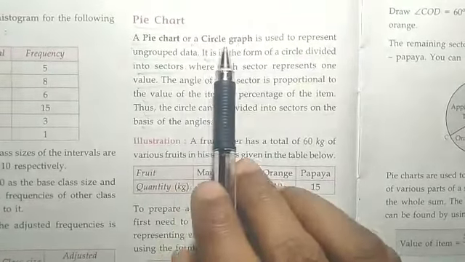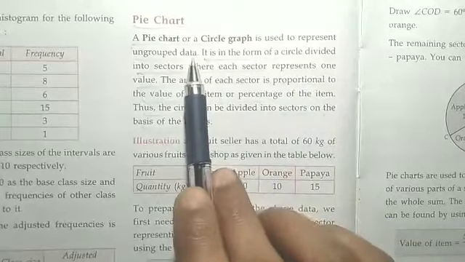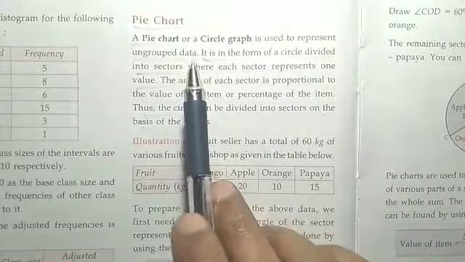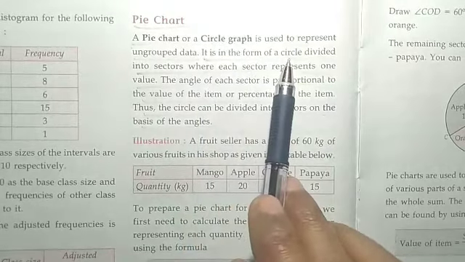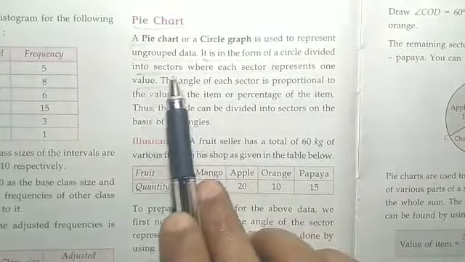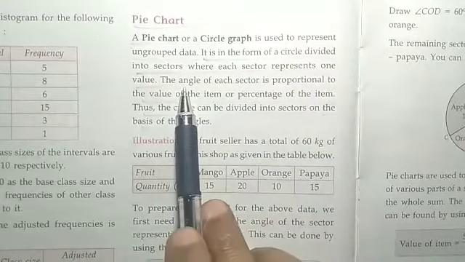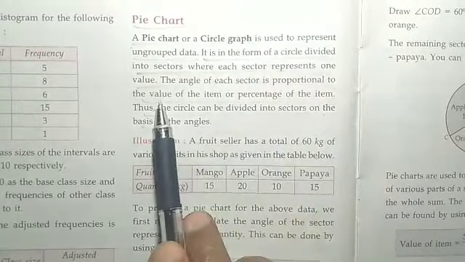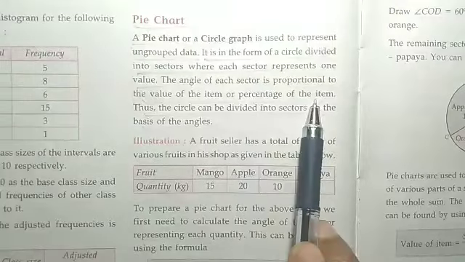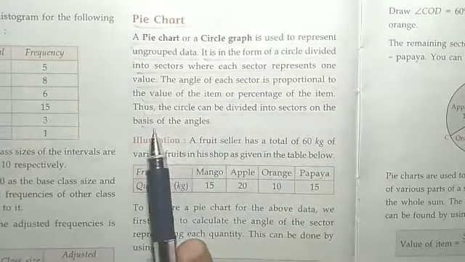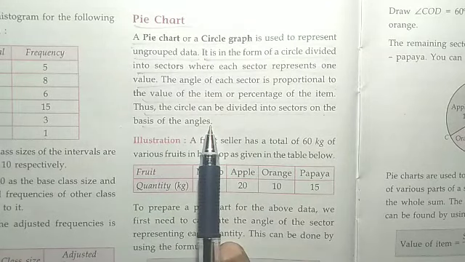A pie chart or a circle graph is used to represent ungrouped data. It is of the form of a circle divided into sectors where each sector represents one value. The angle of each sector is proportional to the value of the item or percentage of the item. Thus, a circle can be divided into sectors on the basis of the angles.